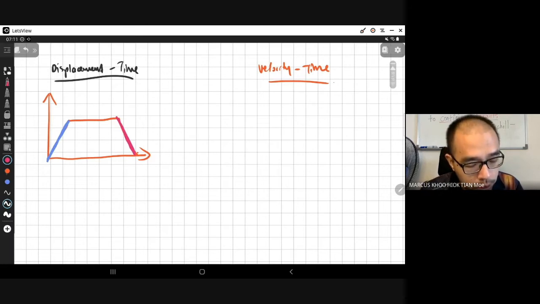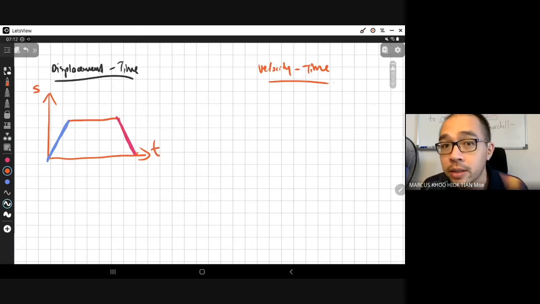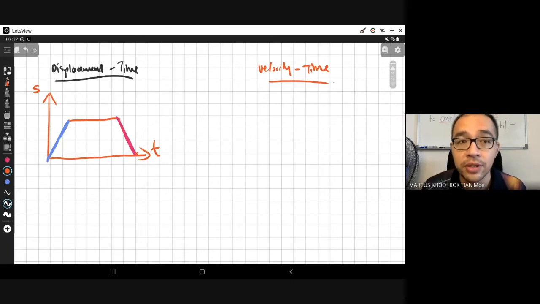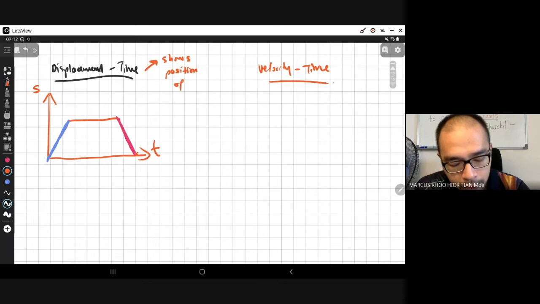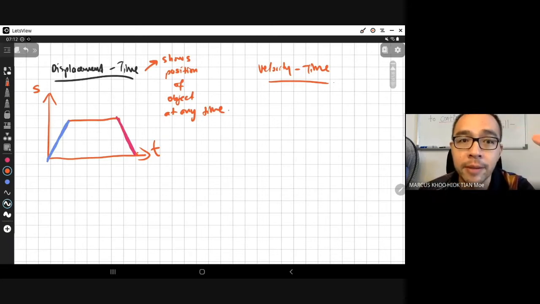So how do you know that it's a displacement time graph? Because of the letters S and T. Sometimes if the question doesn't tell you what kind of graph it is, at least you know S stands for displacement. So the ST graph is a displacement time graph. It's a graph that shows the position of an object at any time. And this is a very important thing for us to understand.